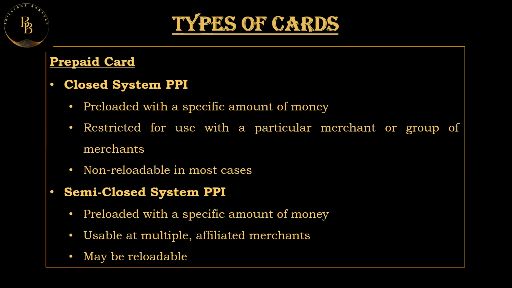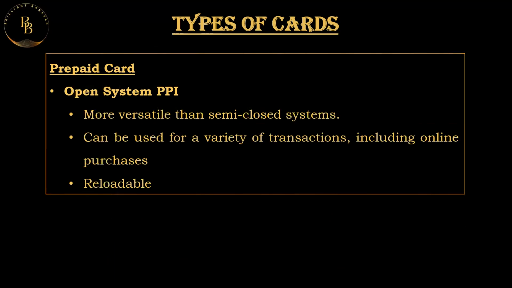It is accepted at a range of affiliated merchants within the semi-closed system only. So what is an open system PPI? It is the most versatile, more than the semi-closed systems. It can be used for a variety of transactions, including online purchases, and it is reloadable. It is generally used for general spending, and it is almost equal to that of the debit cards.